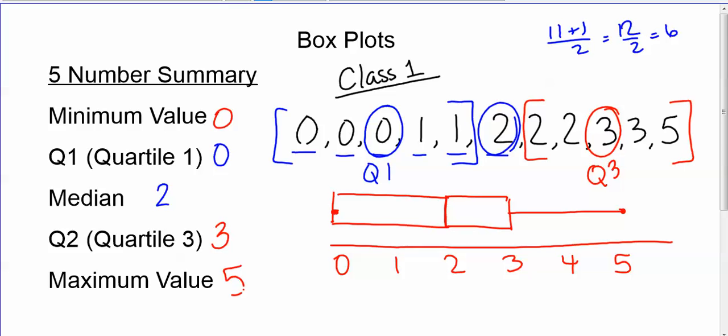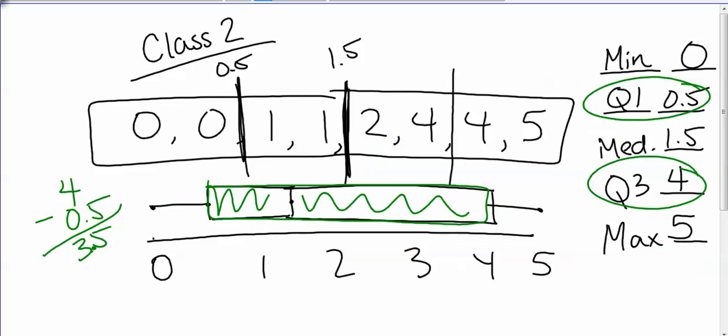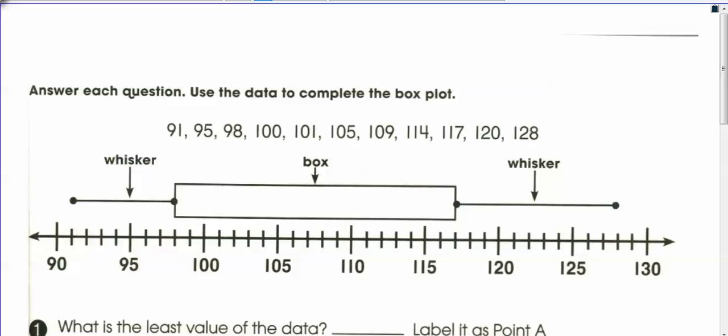All right, so let's get into the worksheets that you had. We're on page 147, so we need to get these notes done. It says answer each question, use the data to complete the box plot. Again, I told you they were called box and whisker plots. You can see on page 147 that the whisker is going from the minimum value to Q1, then you've got the box, and then the upper whisker. Now they didn't put the median in there, so we'll look at that here in a second.